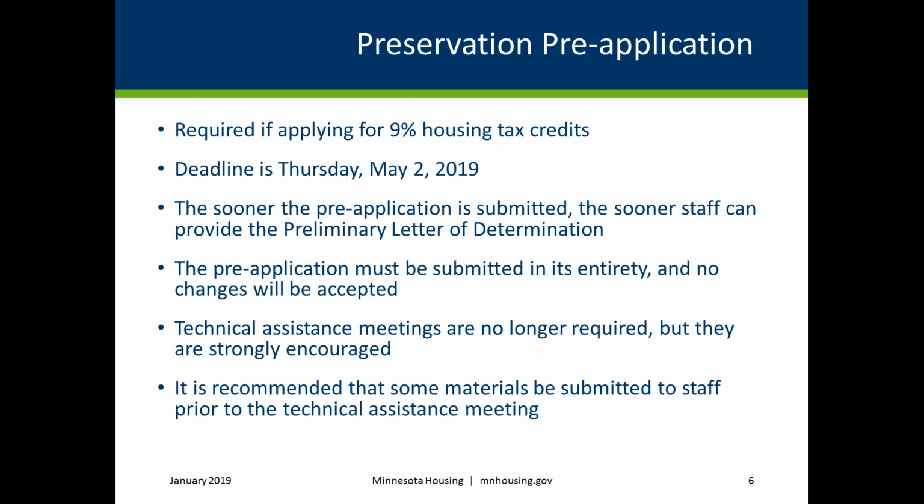Following review and consideration of the pre-application submission, Minnesota Housing staff will issue a preliminary letter of determination regarding the project's eligibility for preservation points. The sooner the application materials are submitted, the sooner Minnesota Housing staff can provide the letter. The applicant does not need to resubmit the preservation documentation with the full June RFP application. Only the preliminary determination letter must be submitted.